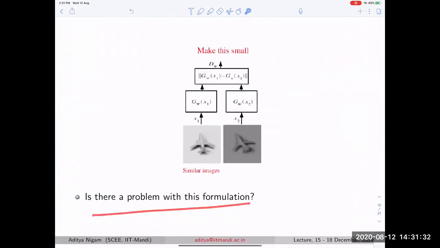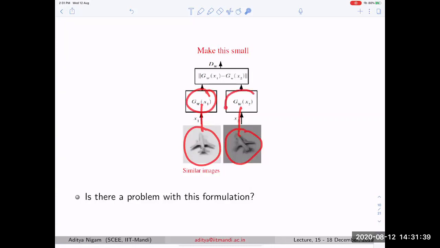The problem formulation is going to be that I'm having an image like this. I'm having a slightly varied version of that image. Both are going inside my network. This is my shared network. This shared network is actually projecting my image into another subspace.